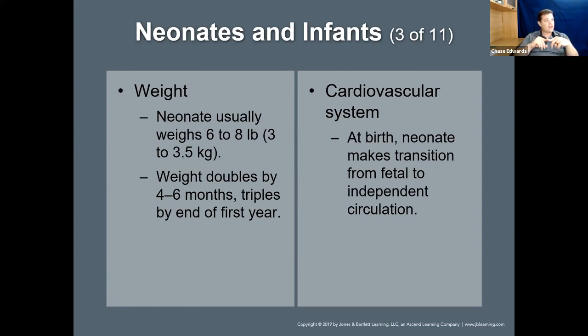The head on the neonate doubles and accounts for 25% of an infant's body weight. In the first week after birth, neonates lose 5% to 10% of their birth weight due to fluid loss alone. By week two, neonates grow at a rate of about 1 ounce per day. And then they double their weight by 4 to 6 months and triple it by the end of the first year. Awesome, huh?